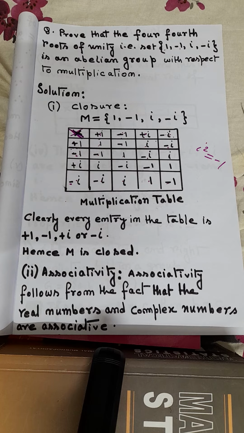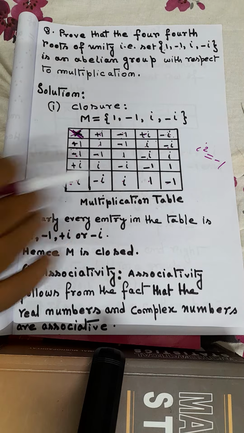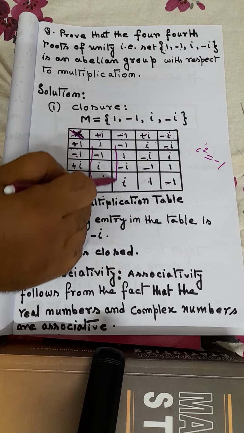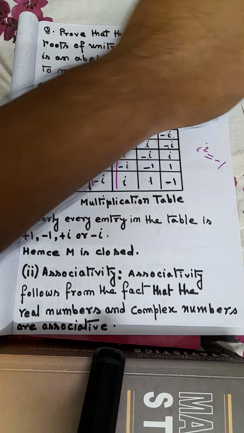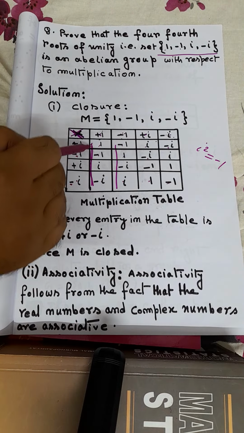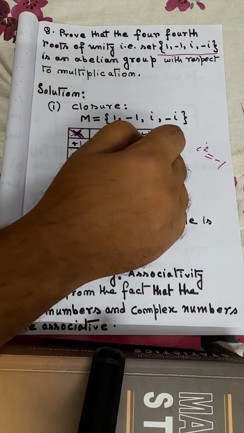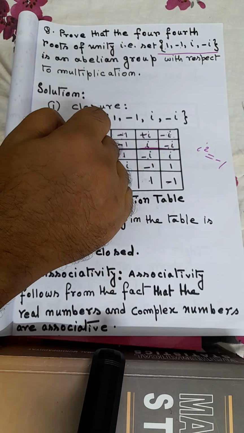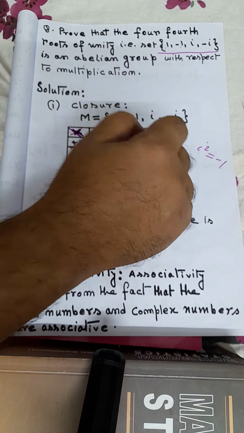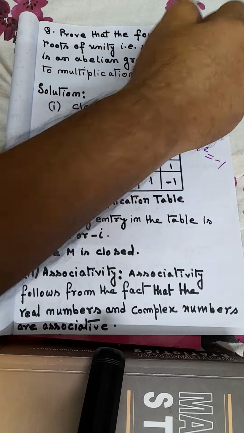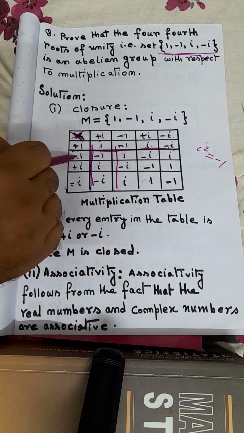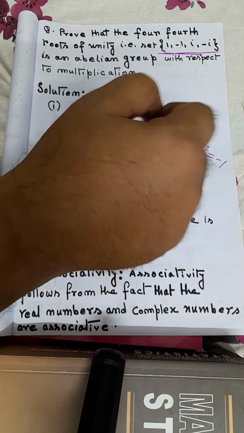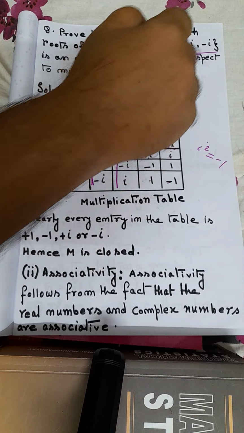Now from this table, we can see that whatever results we are getting all belong to this set. That is the first result. So for the first multiplication result, we get 1, minus 1, I and minus I. So all these four belong to the set. In the second case, we will get minus 1, I, 1, minus I. Also all of these four belong to the set.